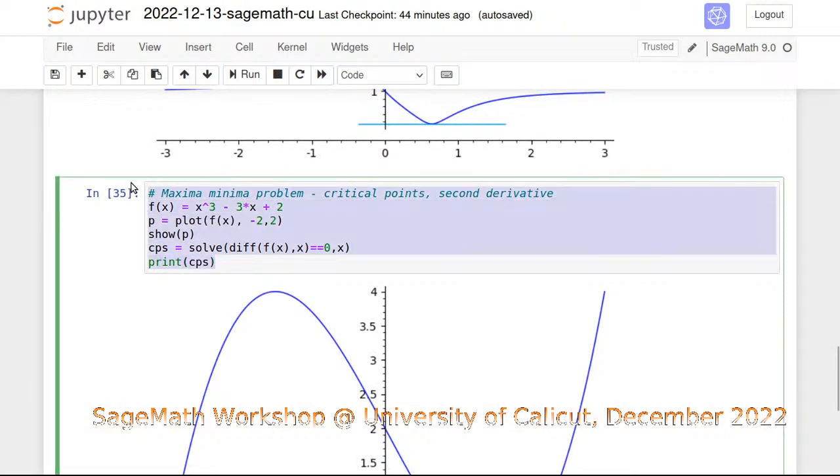Let me update the Google document after this. Done. You may try with your own code in your own system.